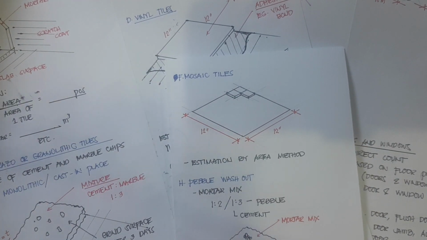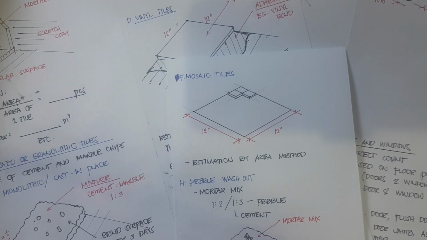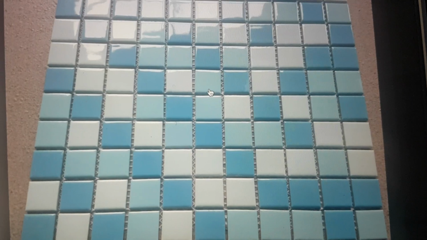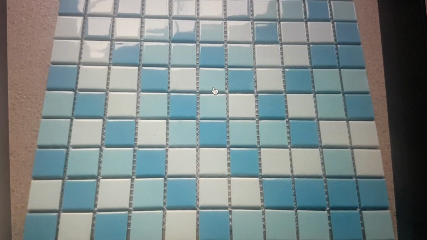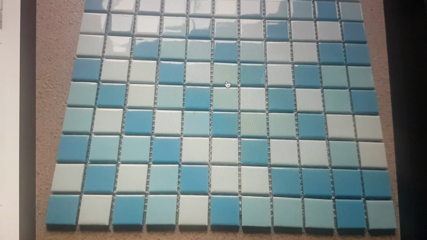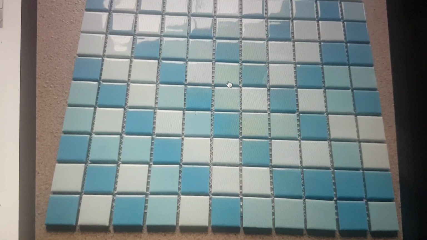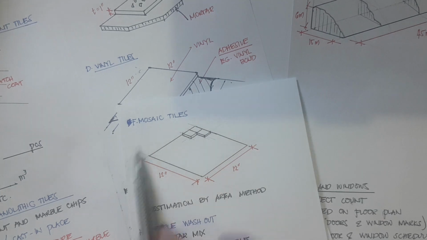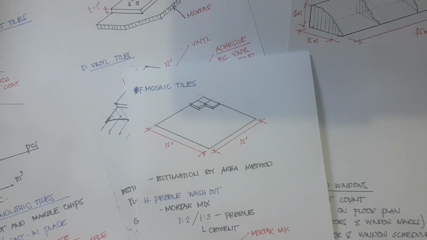Next, we have the mosaic tiles. Mosaic tiles are one big tile with small tiles placed on top of it. This is what mosaic tiles look like. So, it is one big tile, then the small tiles are placed on it. For this one, we can use the area method for estimation.